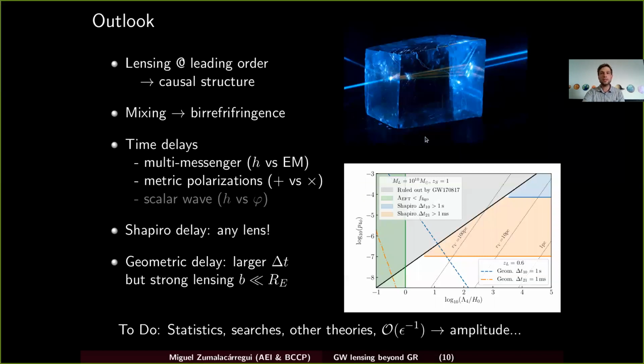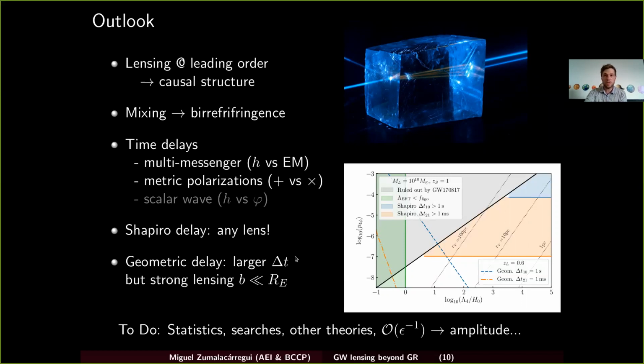So just to summarize, we've presented a framework for lensing of gravitational waves beyond GR at leading order that has to do with causal structure. The main effect here is birefringence, and it leads to time delays between the metric and electromagnetic signals, and also, and this is the novel effect, between the two metric polarizations.